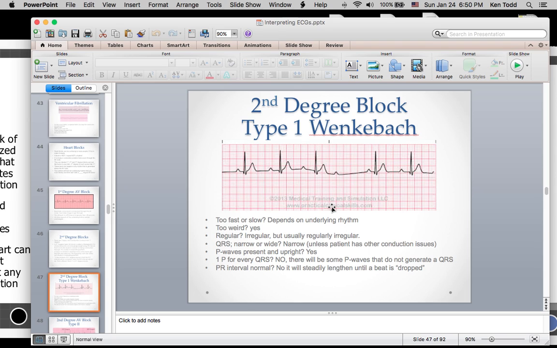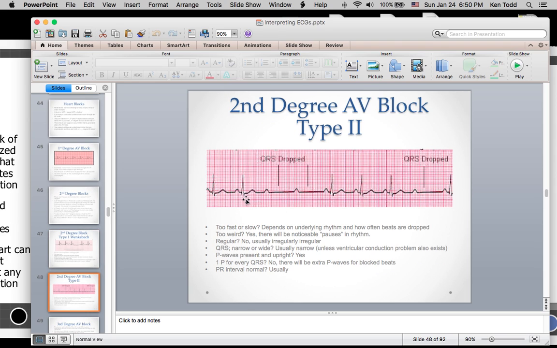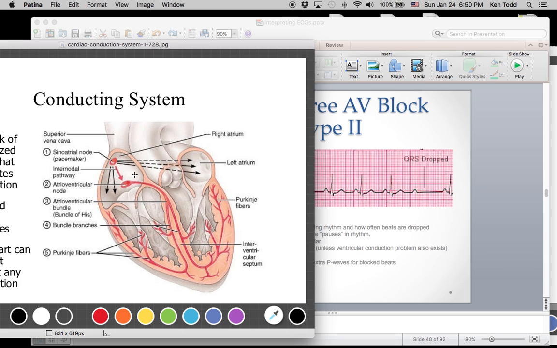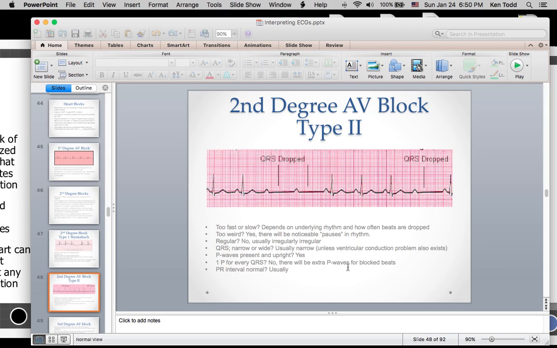Now, the next one is a second degree type 2. In a second degree type 2, usually your PR interval is fine, but it's just that some of them get through the AV node and some of them don't. Now this can be in a repeating pattern or it can be in a random pattern. It's usually fairly consistent, but not always.